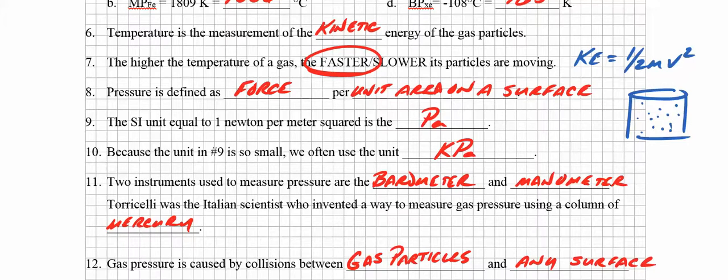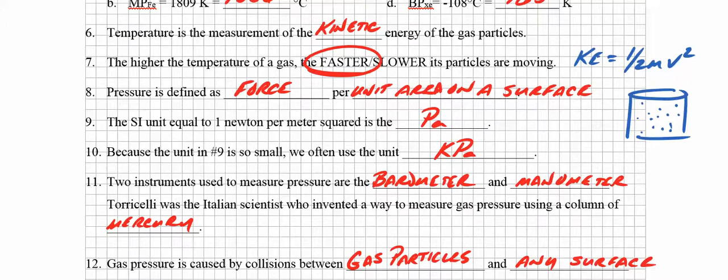Number 9, the SI unit equal to 1 Newton per square meter is the Pascal. A unit of force is a Newton, and a Newton applied to a square meter is a Pascal. Number 10, because the unit of number 9 is so small, we often multiply by 1,000 and call it kilopascals. So kilopascal is a unit of pressure.